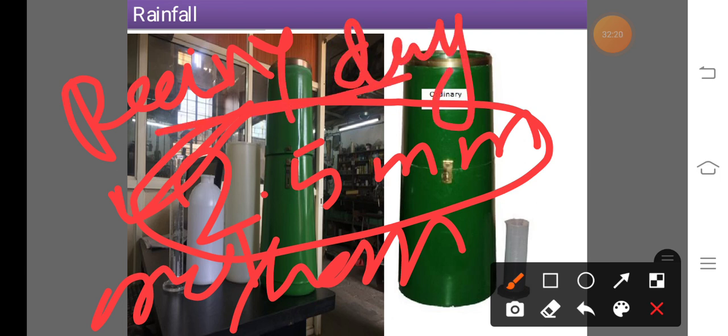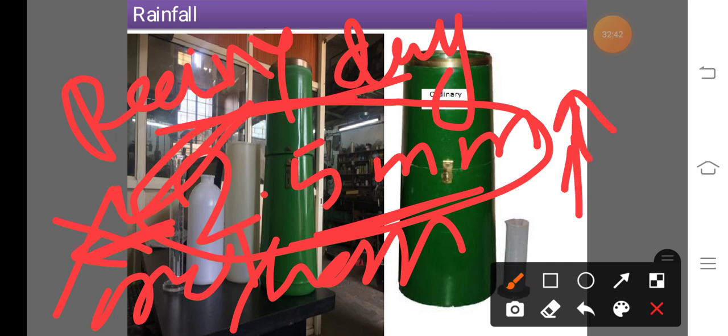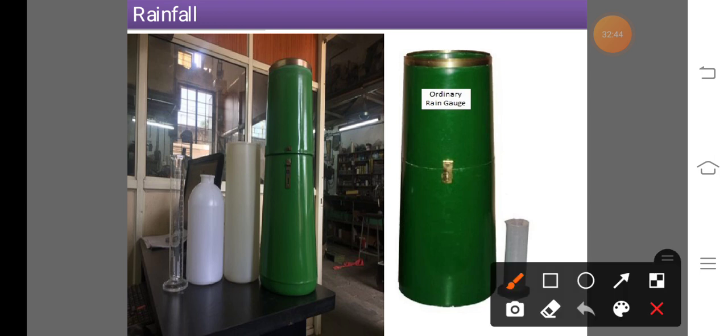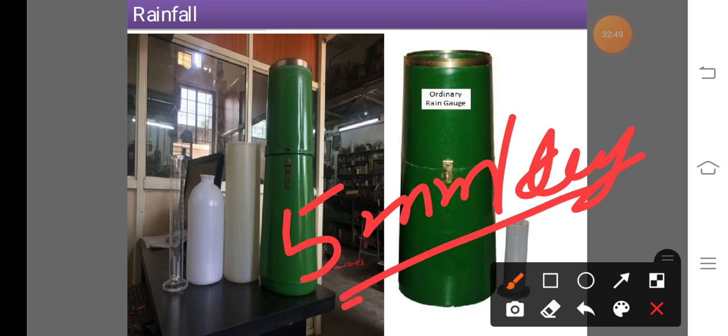Otherwise, if rainfall occurs but less than 2.5 mm is received, that day is not called a rainy day. If in a day rainfall received is 2.5 mm or more, this day is known as a rainy day. And when rainfall received is 5 mm in a day, it is called a cropped rainy day. Rainy day means in a day rainfall received is 2.5 mm or more.